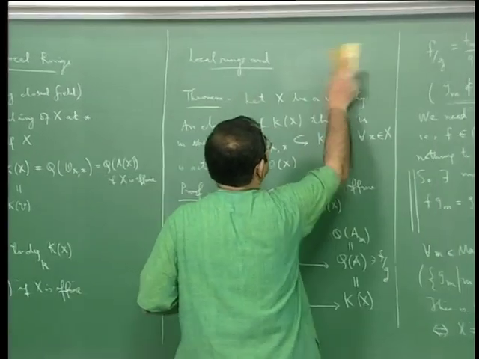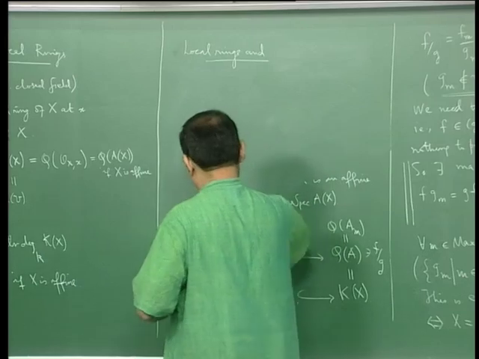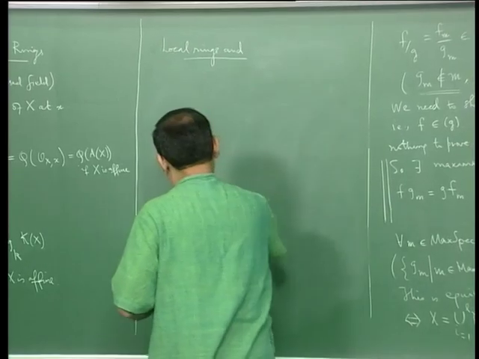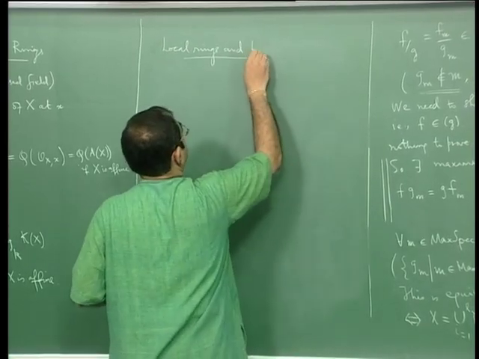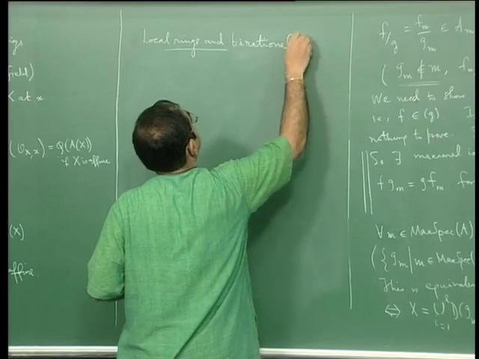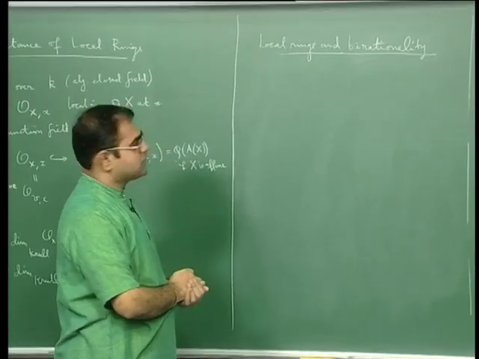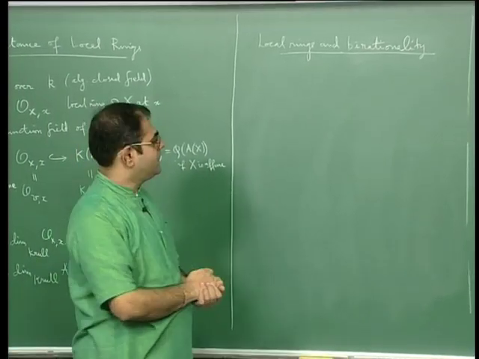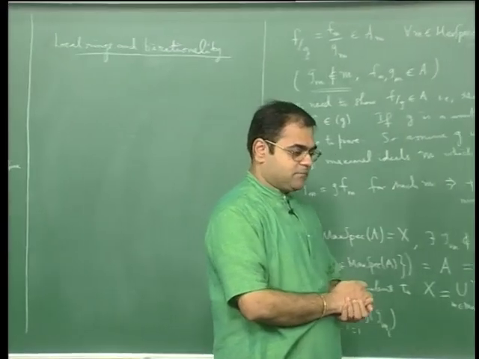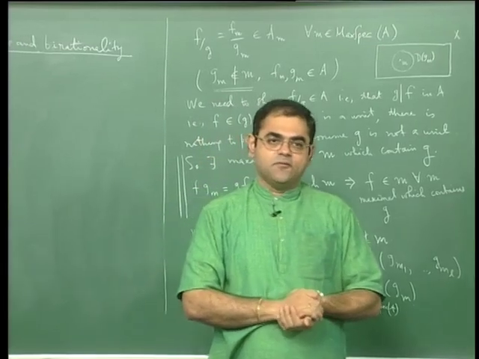So I'll call this local rings and birationality. Okay. So let me define this notion of birationality. Two varieties are called birational if there is a non-empty open subset of each which are isomorphic, okay.